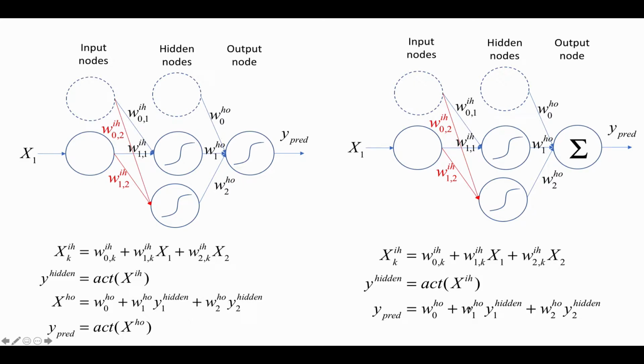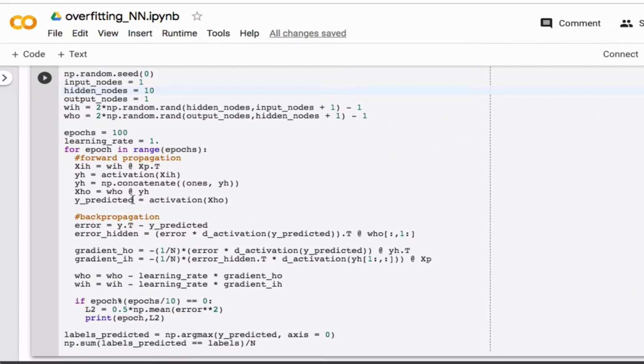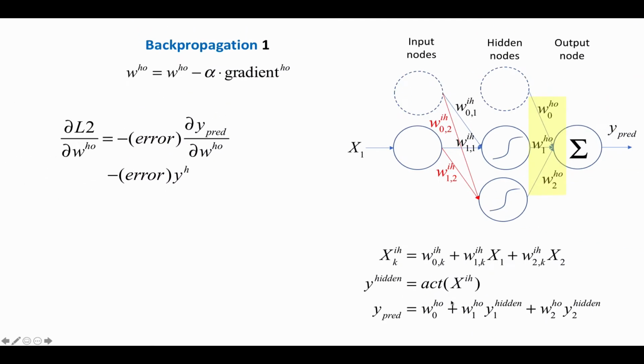So let's change that in the code. That's down here, so that's very easily done. I just take this and set it equal to the hidden output weights times the hidden y, like so. Now, of course, this is also going to change the backpropagation, so how I update them. So let's talk about how I update these weights. My y predicted now is this.